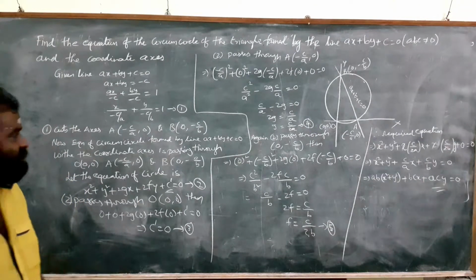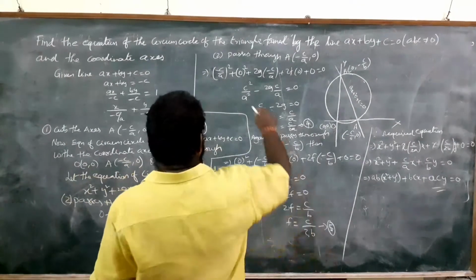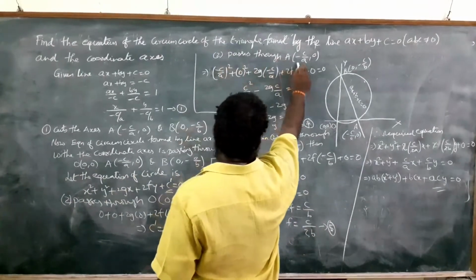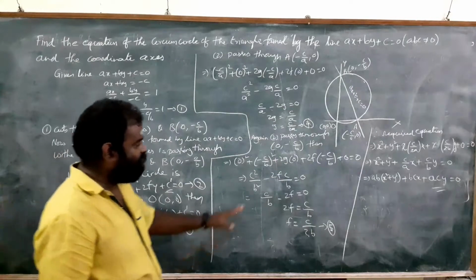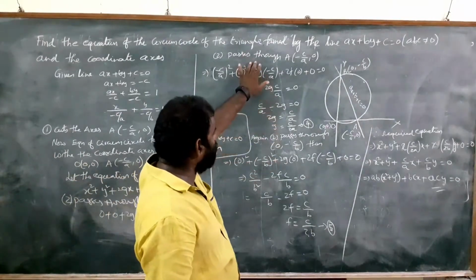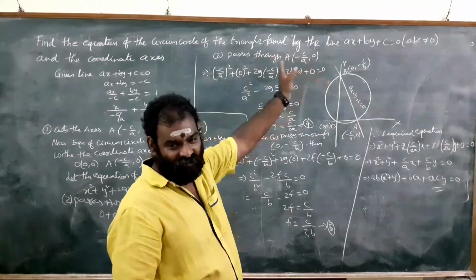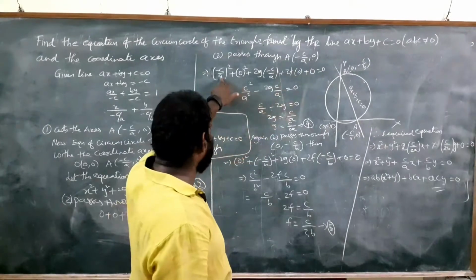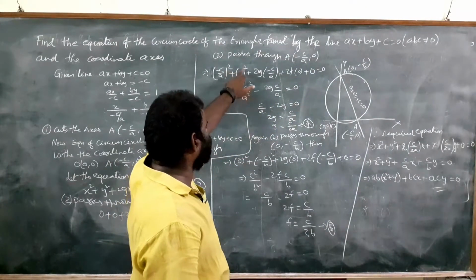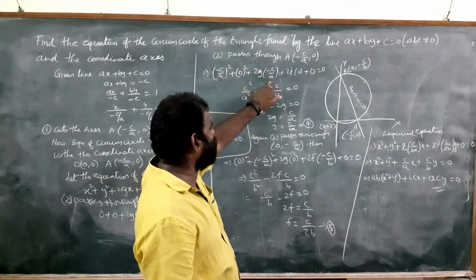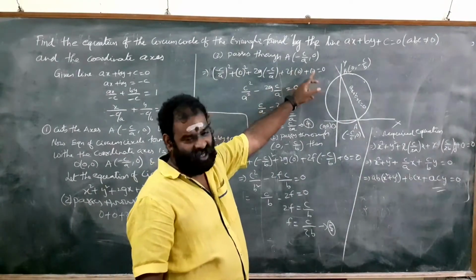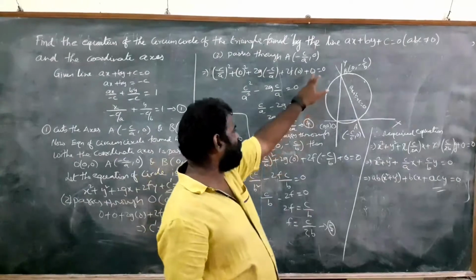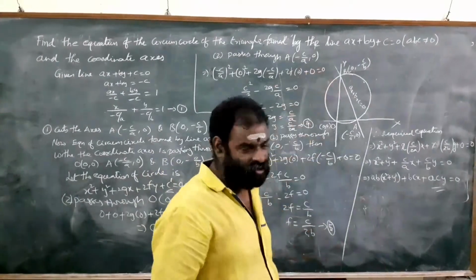Understand? Next. It passes through (-c/a, 0). So here we get c' = 0. Now the equation passes through A also, so we substitute the point in the circle: (-c/a)² + 0² + 2g(-c/a) + 2f(0) + c'. The value of c' is already determined as 0, so c' = 0, 0 = 0.